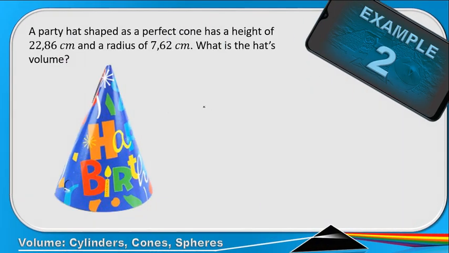Okay, next up we have a party hat shaped as a perfect cone, and it has a height of 22,86 centimeters and a radius of 7,62 centimeters. What is the hat's volume? Since it is a cone, volume is a third of the area of the base, which is pi r squared, times the height, and then we just substitute in our known values. So pi times my radius, 7,62 squared, times the height, which is 22,86, and then we type that in.